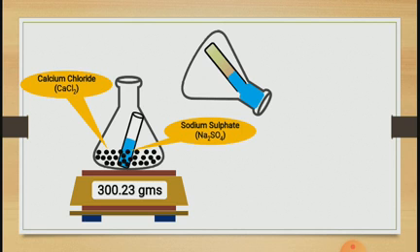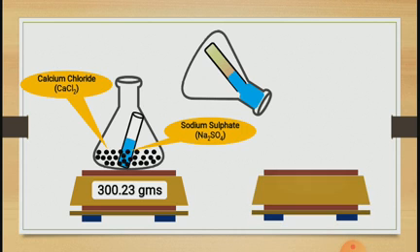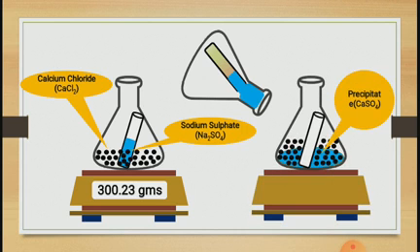Now see, there is a mixture of calcium chloride and sodium sulfate, and a precipitate of calcium sulfate is formed. Now check the weight. Now the weight is also 300.23. So what is that? This is the law of chemical combination.